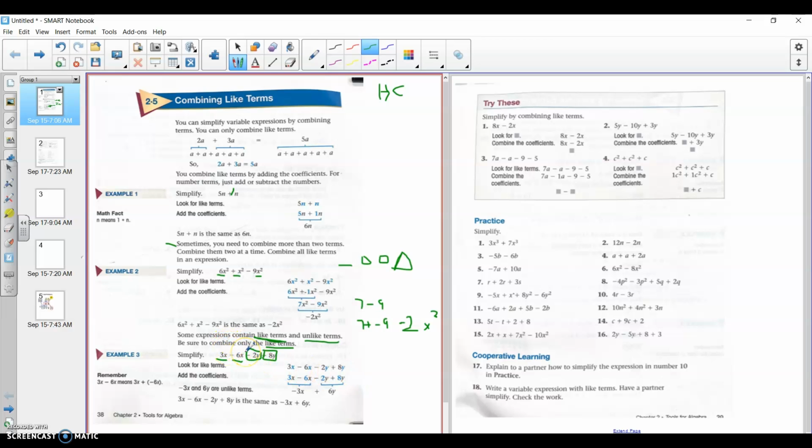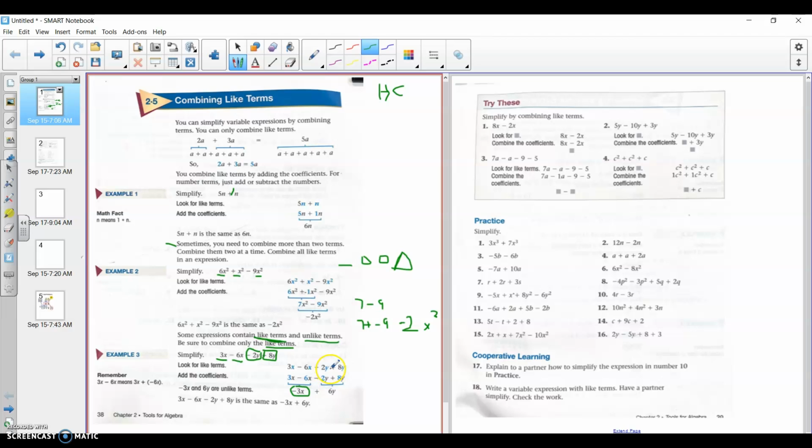Let's do one at a time. 3x minus 6x. If you did your keep change there, it would be 3 plus a negative 6, which would end up giving you a negative 3, just to make it shorter right here. So this is what they've got there for you, okay? And they just simplified that. Then they did their squares, negative 2y plus 8y.